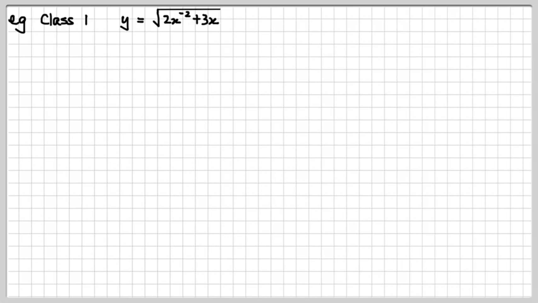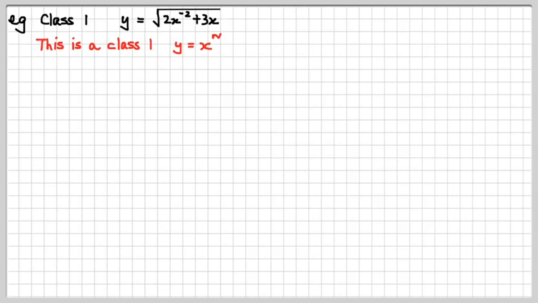Now, is it a class 1, or a class 2, or a class 3, or a class 4? Come on, you can recognize that is the square root of something. You can call the something blob if you like. It's the square root of blob, or blob to the half. So that is a class 1. It's something to the half, isn't it? See how you identify the class?